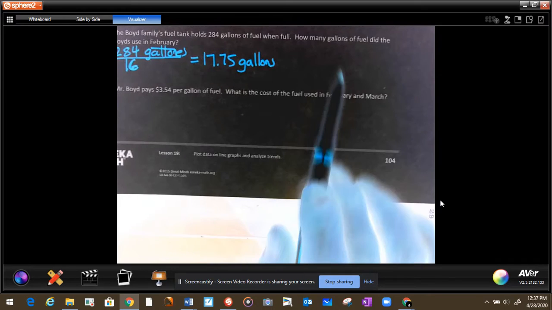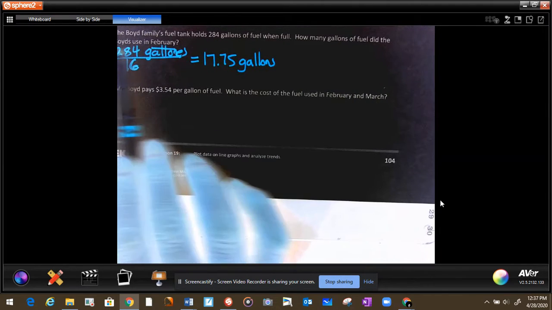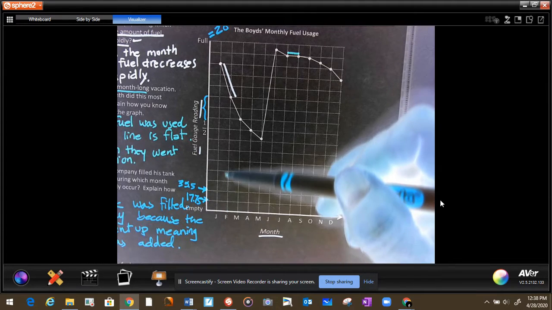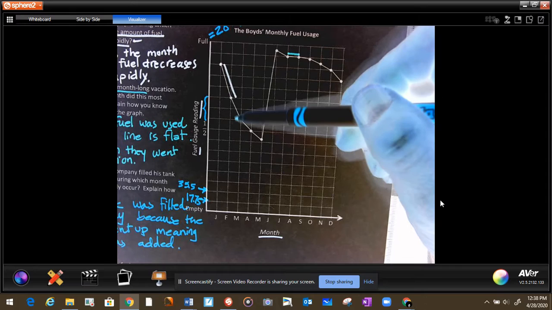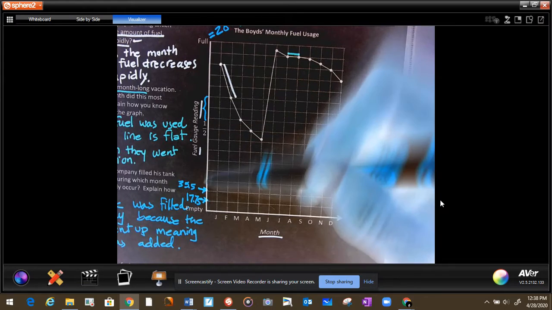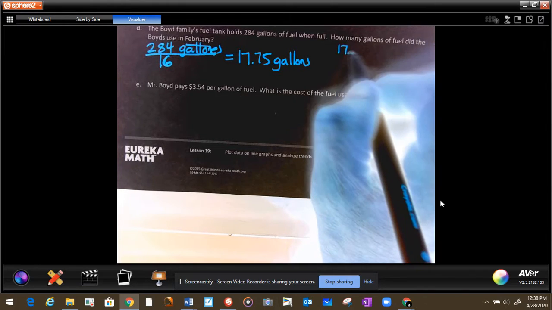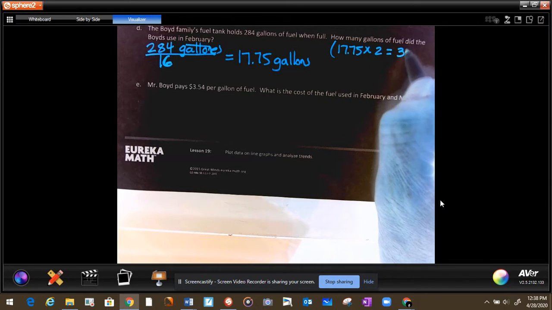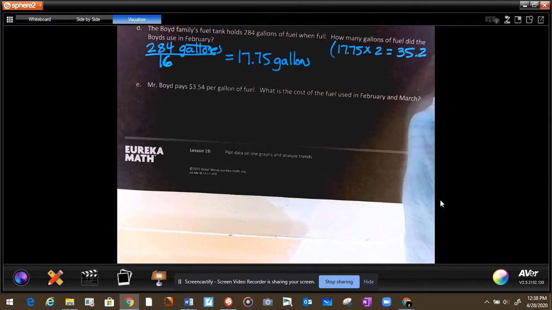Now the question is, how many gallons of fuel did the boys use in February? Again, we're going to analyze the graph now. February is right here. And if you look at February, they went down two little squares, and remember, each of them represents 17.75. So we're going to multiply that by 2. 17.75 times 2 equals 35.5 gallons. And I did this ahead so we don't make this video so long.